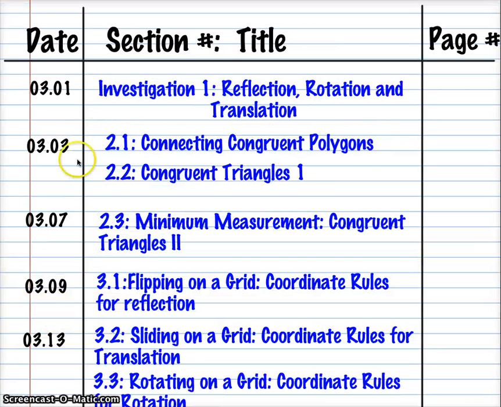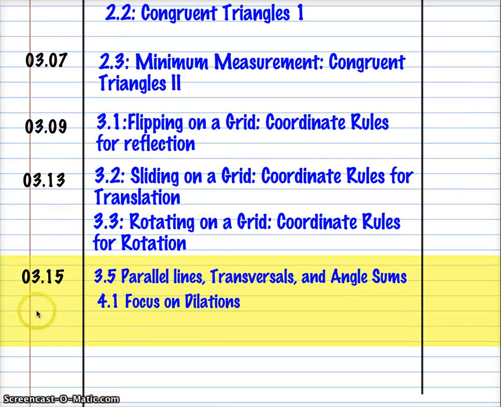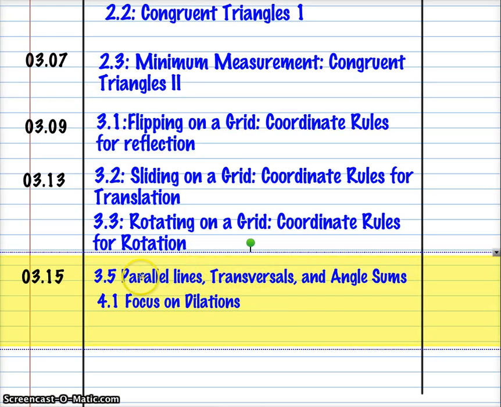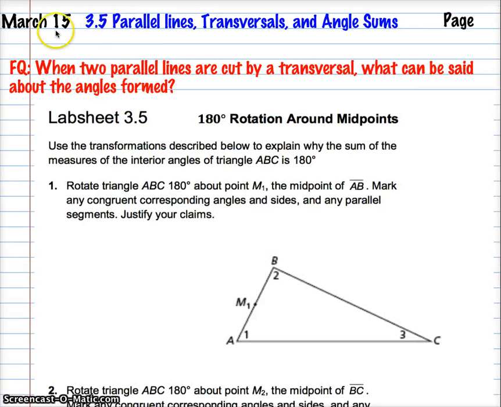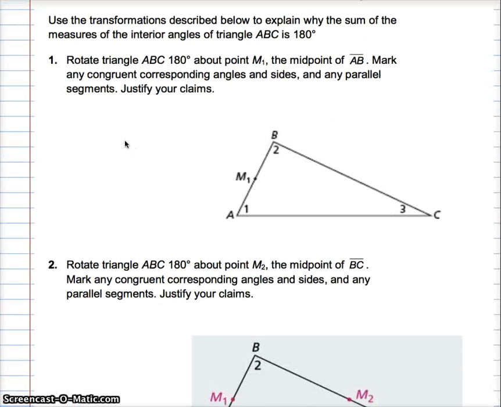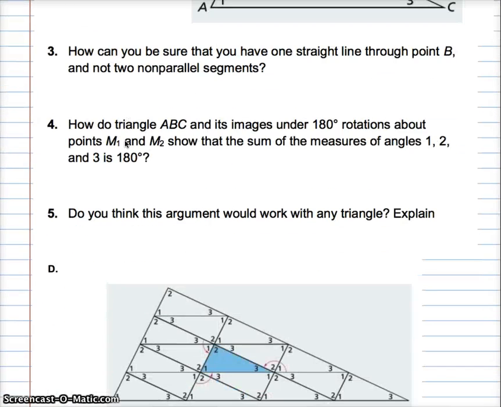So today, 3.6, 3.5, and 4.1 focus on dilations, parallel lines, transversals, and angle sums. This is a lot of review, so these should come easy if you remember things from 7th grade, especially about triangles. Okay. So 3.5 parallel lines, transversals, and angle sums. You are using lab sheet 3.5, which actually comes out to about a page and a half.